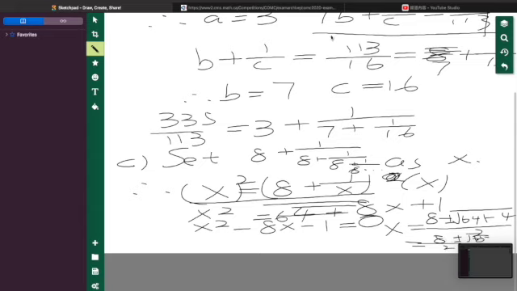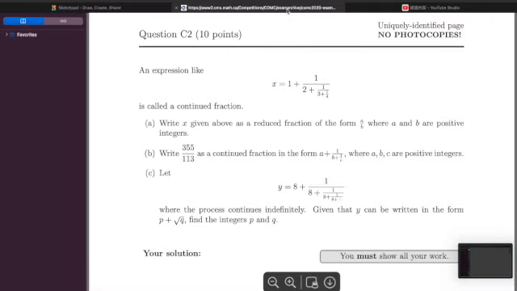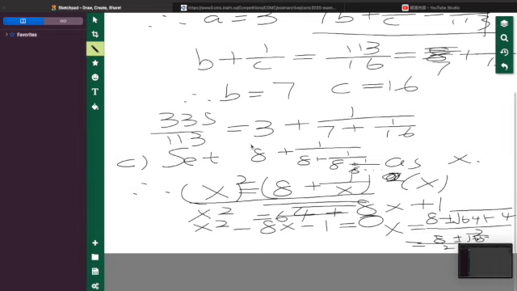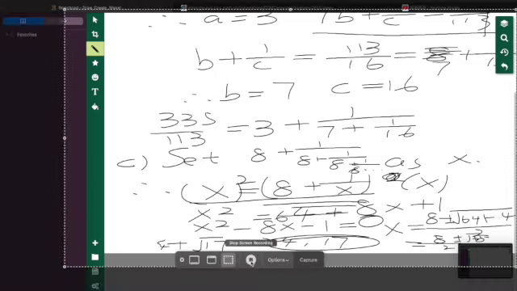Since the problem says x must be positive, and 8 minus root 68 is negative, 8 minus root 68 is not a proper answer. Therefore, the only applicable answer is 8 plus root 68 divided by 2. After simplification, it is going to be 4 plus root 17, and then the answer is going to be 4 and 17.